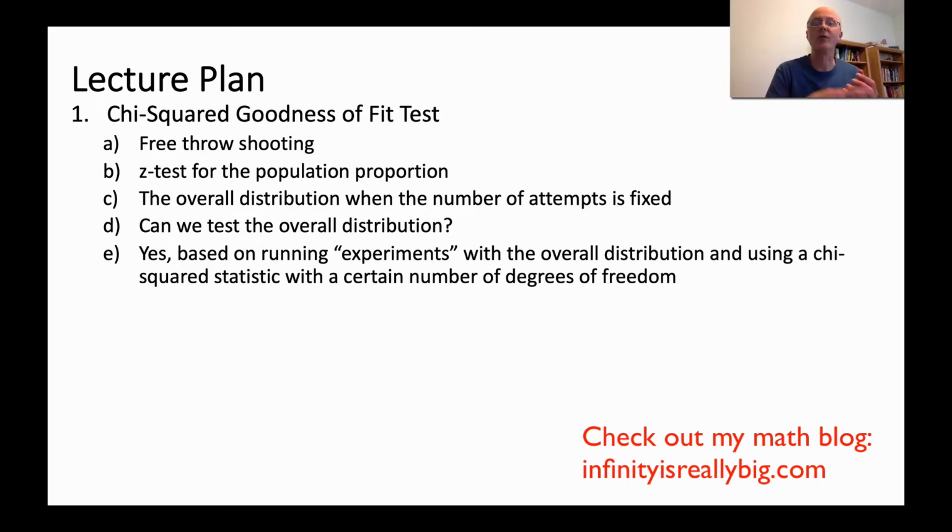Based on running experiments, in other words, taking 4 free throws, counting how many successes I have, and doing that over and over and over again, we can test the overall distribution using something called a chi-squared statistic with a certain number of degrees of freedom. How do you compute the chi-squared statistic and compute the p-value? We'll talk about that as well.